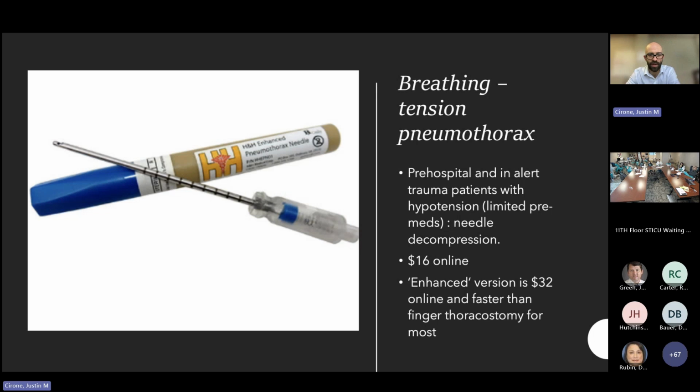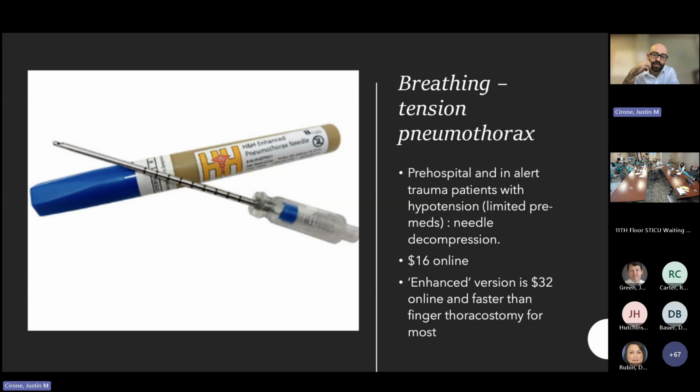I think for $32, you can get this one called the enhanced pneumothorax needle, which is better because it says the word enhanced in it. But for anybody who does surgery, this is a really awesome needle in that right here at the tip, it's actually a blunt tip that retracts into a sharp needle. So it's the equivalent of a Veress needle. And this needle, you can actually theoretically jam into somebody's chest.